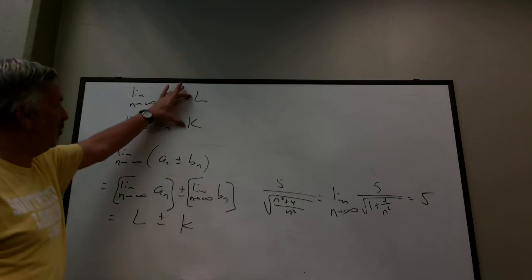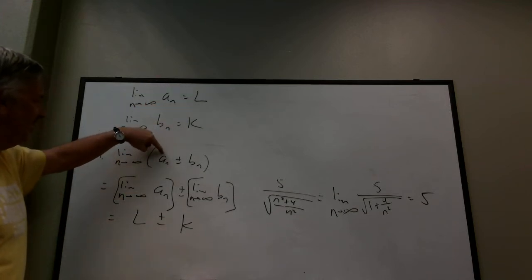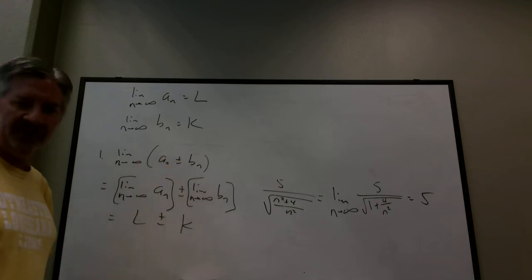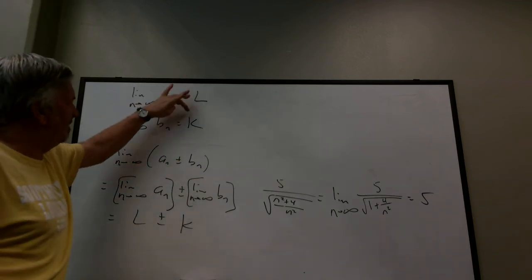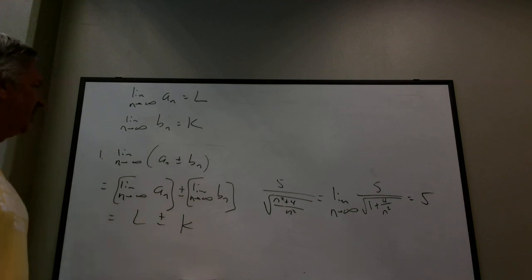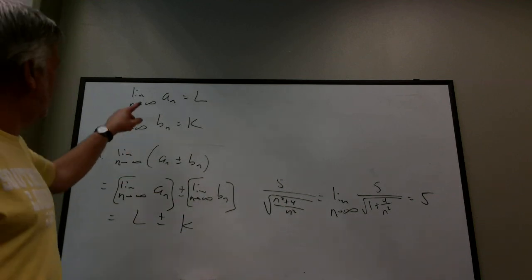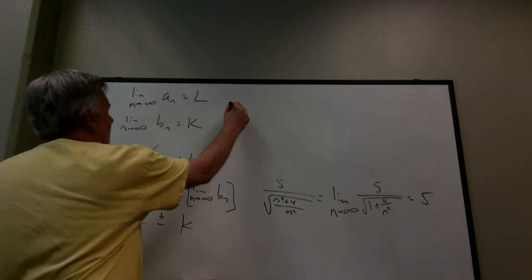So they're saying you can break the limit up. Now, that's assuming both the limits exist, right? If this limit's infinity, and this one's minus infinity, it doesn't make sense. You don't break it up. But we're assuming both limits exist, okay? L and K are numbers, okay? And the next one is if you have a constant times C, right? I'm writing them all down.